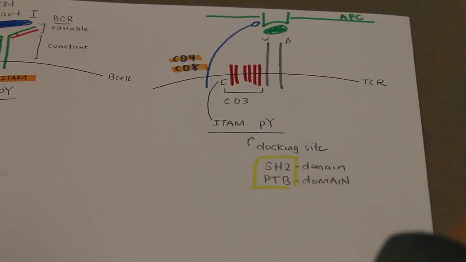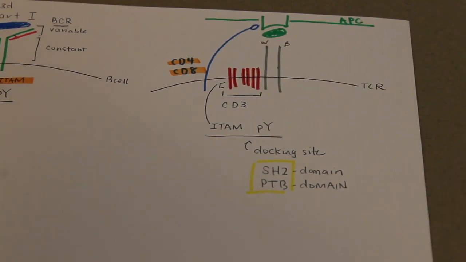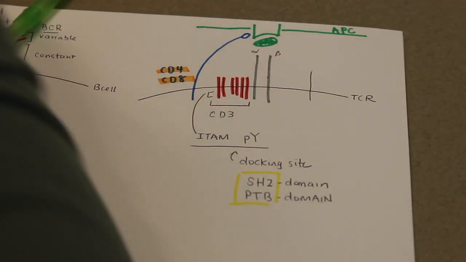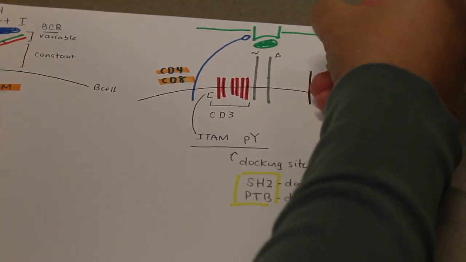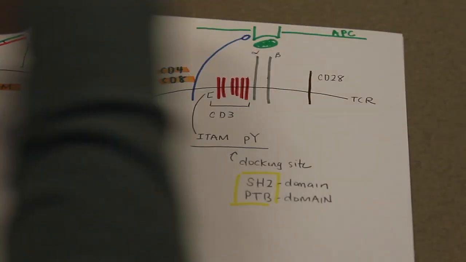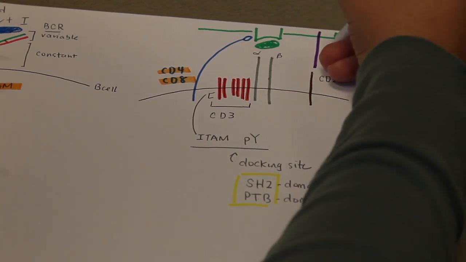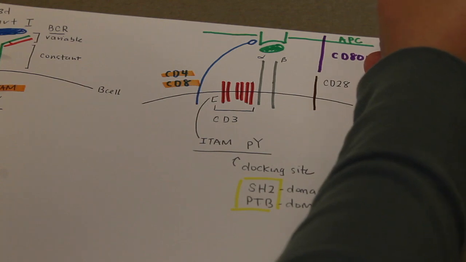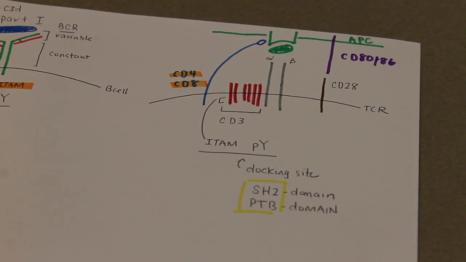These are the domains that like these ITAM motifs when they're phosphorylated. Again, this doesn't just happen unless there's some sort of inflammation around, because you also need the interaction between CD28 on the T cell, so here's CD28, and CD80 or CD86 on the antigen presenting cell. And this is going to start the signaling pathway.